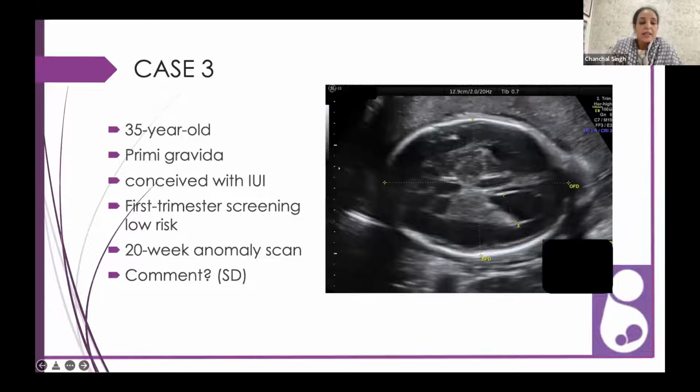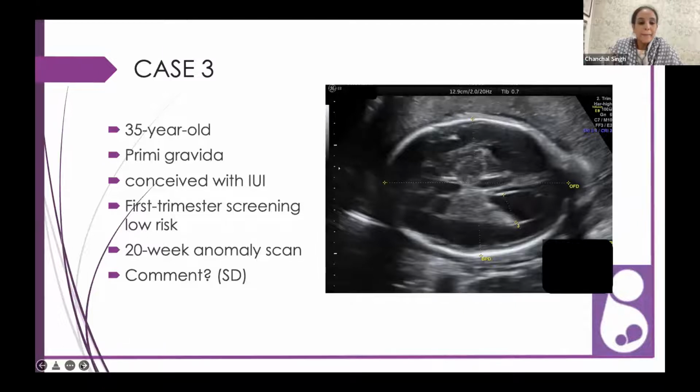So that completes the list of intracranial cysts that we encounter. Now coming to the next case, a 35-year-old primigravida who conceived with IUI, and her first trimester screening was low risk. And then she comes at 20 weeks and there is, can you comment on the scan findings, Savita?